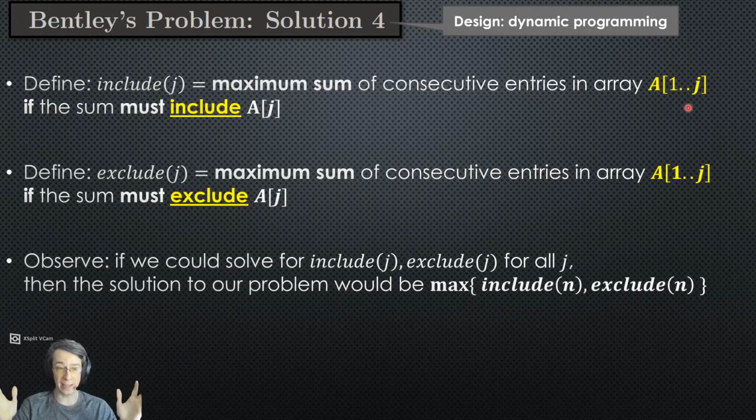So include n is the best you can do if you include a_n, and exclude n is the best you can do if you exclude a_n. So the best you could do for any sum of consecutive entries in the entire array would just be the max of include n and exclude n, okay? Now, the question, of course, is how can we efficiently compute include j and exclude j for all j?